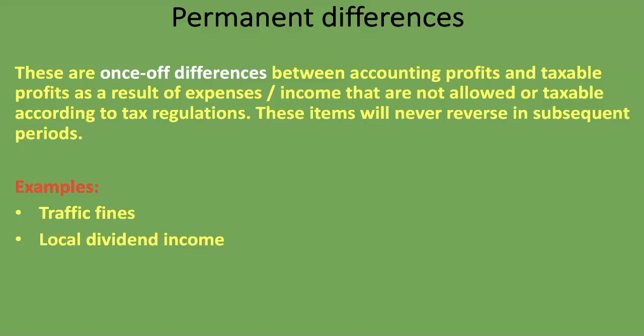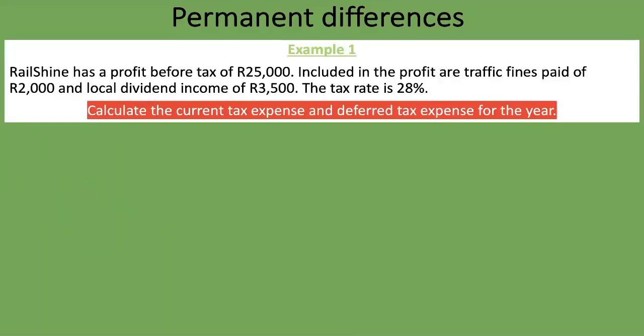Now let's go through a quick example in explaining permanent differences here. Here's the first example. We're told that Rainshine has a profit before tax of 25,000 Rand. Included in the profit are traffic fines paid of 2,000 Rand and local dividend income of 3,500 Rand. The tax rate is 28%. Calculate the current tax expense and deferred tax expense for the year. Now, if you have to calculate your current tax expense and your deferred tax expense, we have to take everything that we are given into account. We have been told that the profit before tax is 25,000 Rand. And we're told that this includes traffic fines and local dividend income.